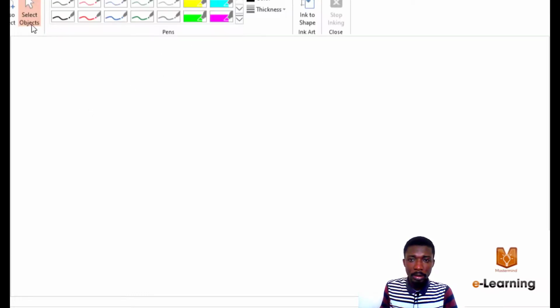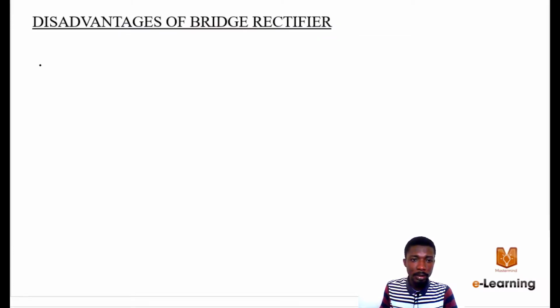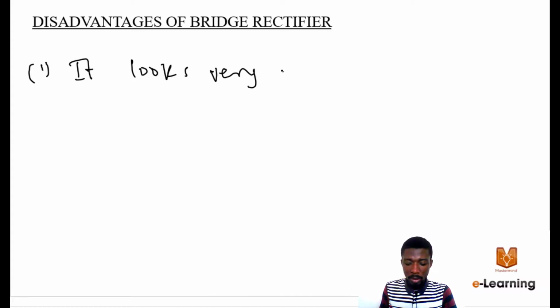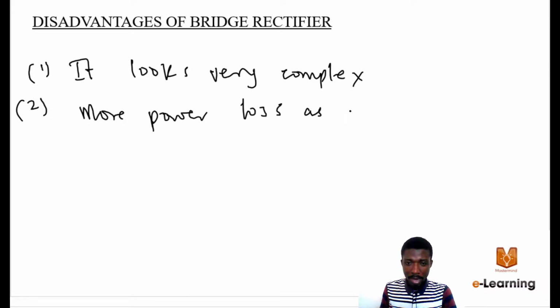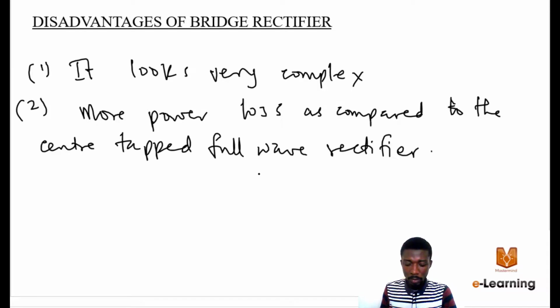Now let's look at some disadvantages. One, it looks very complex. I think by looking at it, it should be the very first disadvantage that comes to mind. It looks very complex. It is actually very complex. Two, more power loss as compared to the center tapped full wave rectifier.